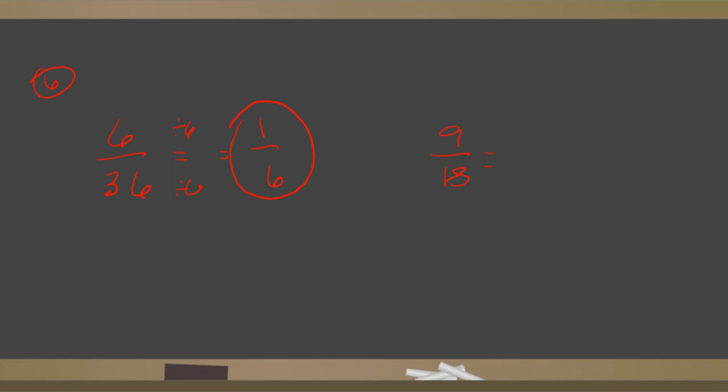For 9 and 18, we're going to have a couple of factors that are all going to be the same. We're going to have 1, we are going to have 3, and we are going to have 9. So both of them are going to have 1, 3, and 9. Those are not the only factors, but those are the factors that are going to be the same. So we're going to automatically delete 1 because we don't need it. 3 is not the greatest, so I'm going to divide both by 9. Divided by 9, divided by 9, and I get 1/2. So 1/2 is equal to 9/18, and 1/6 is equal to 6/36.